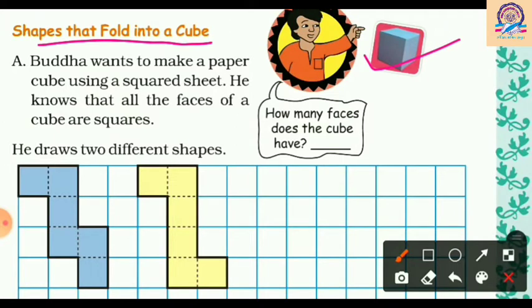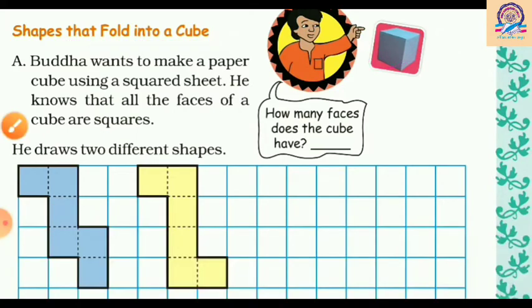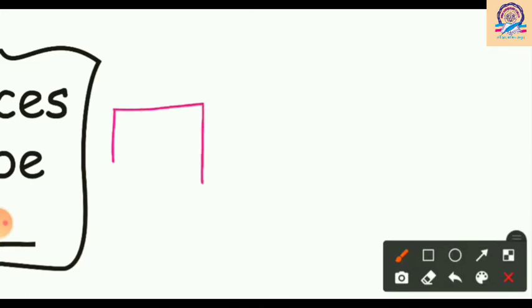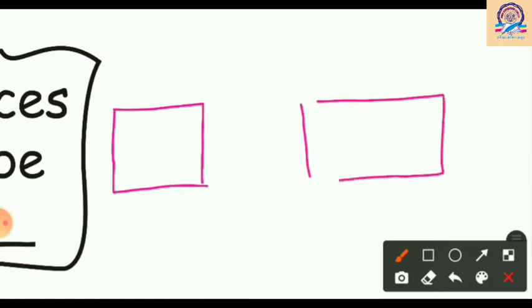Now let's see what the difference is between a cube and a cuboid. Let me explain. Let me draw a square and a rectangle first. This is a square and this is a rectangle. Okay, just a minute, let me draw it again. So here it is a square and here it is a rectangle. We all know the properties of a square and a rectangle. That is, a square has all four sides equal, and in a rectangle opposite sides are equal.